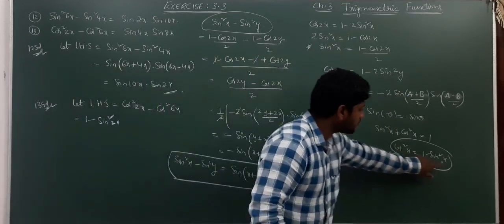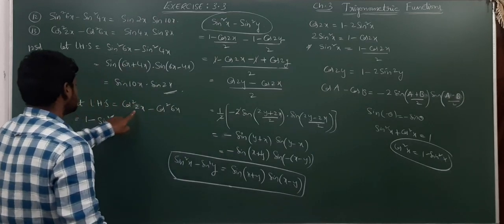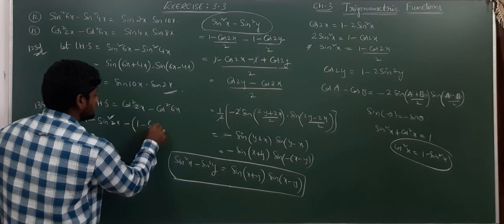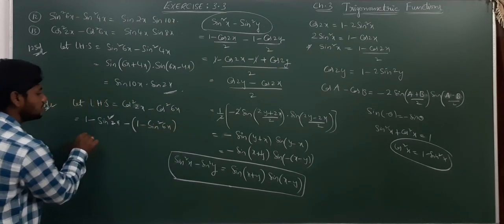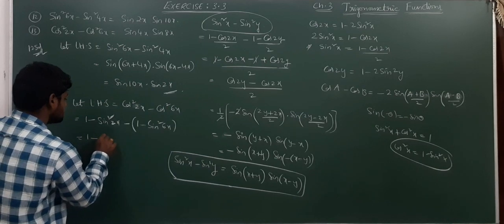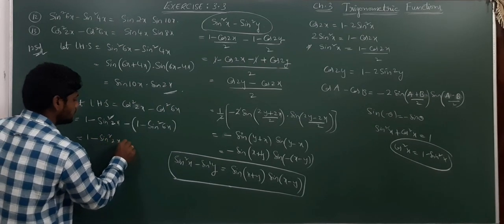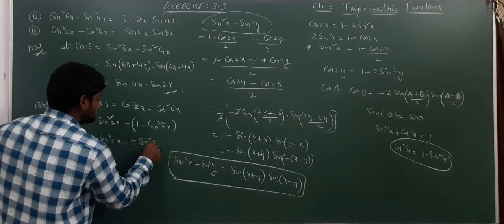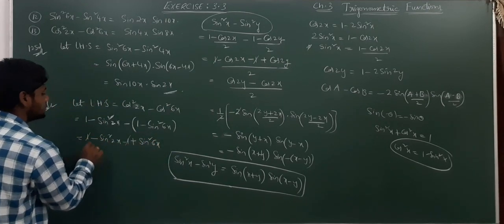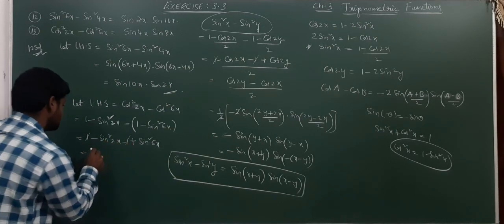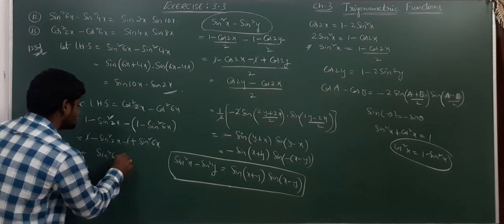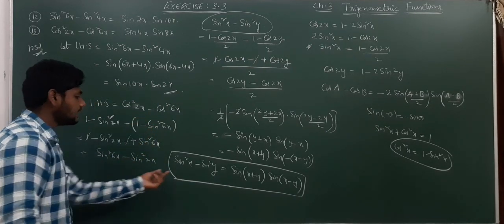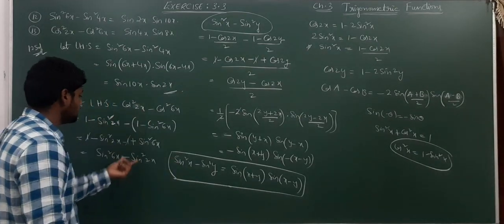Here x means here also x, and 2x means here also 2x. Minus of cos square 6x we can write as 1 minus sin square 6x. Right? So this will be 1 minus sin square 2x minus (1 minus sin square 6x), minus into minus will be plus sin square 6x. Minus 1 plus 1 cancel. So I will write it as sin square 6x minus sin square 2x, which is again in this form only. So we have converted cos square in terms of sin square.